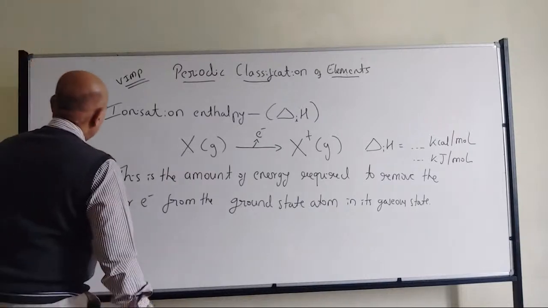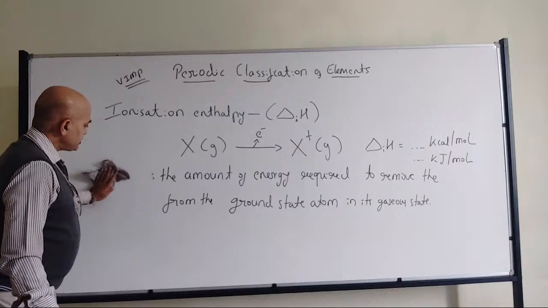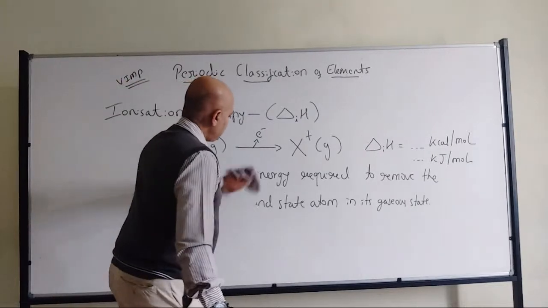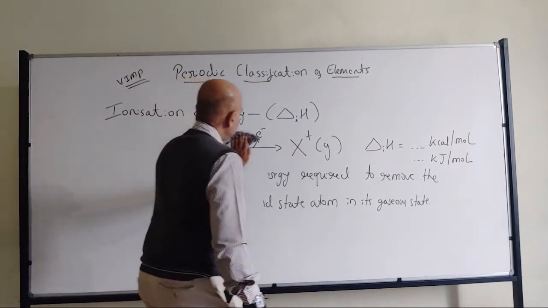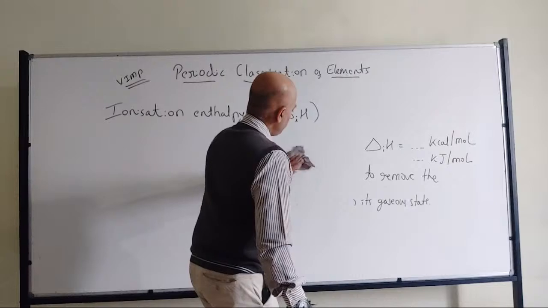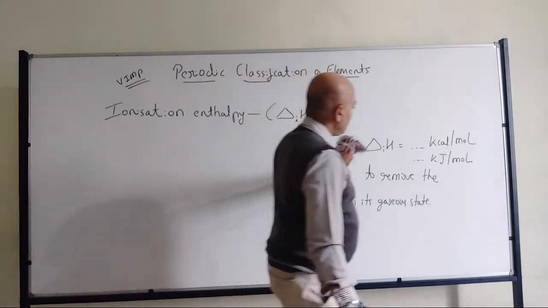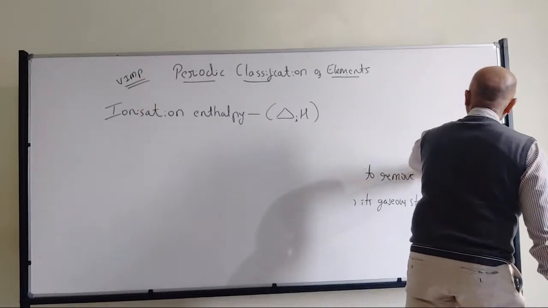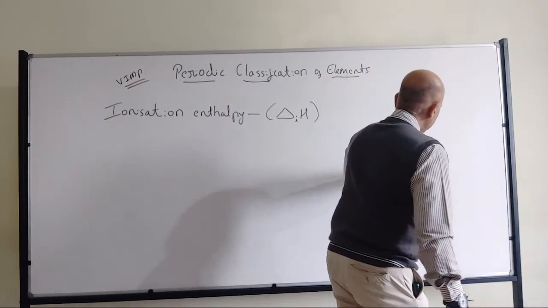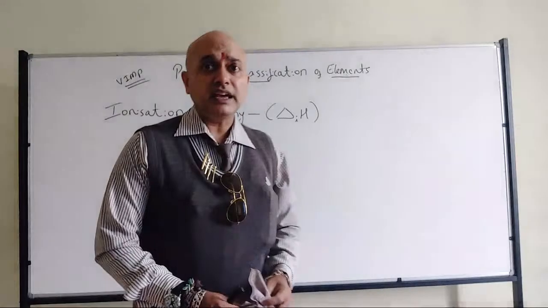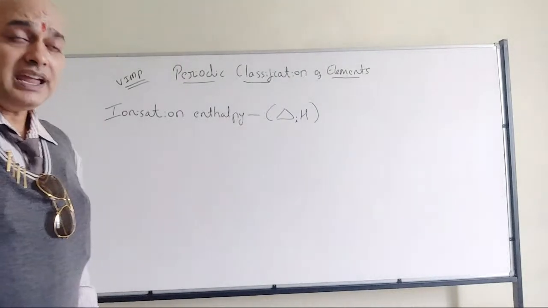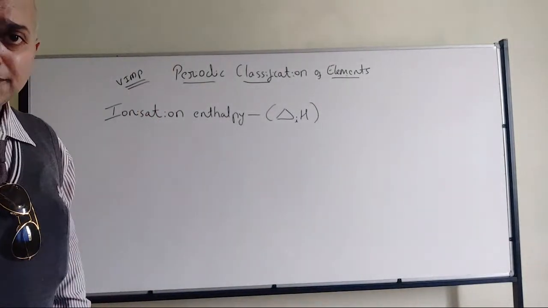Okay, fine. Now the question can be: explain the distribution of elements in the periodic table with respect to its ionization enthalpy. Explain the distribution of elements in the periodic table based on their ionization enthalpy. That will be the question. First you should write the definition of ionization enthalpy, no doubt. First you should define what you mean by ionization enthalpy. Then you have to apply those things to the periodic table.